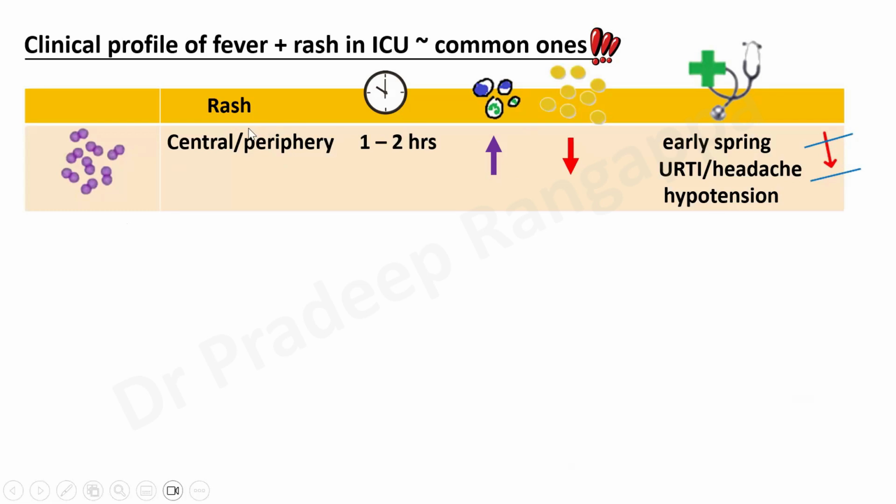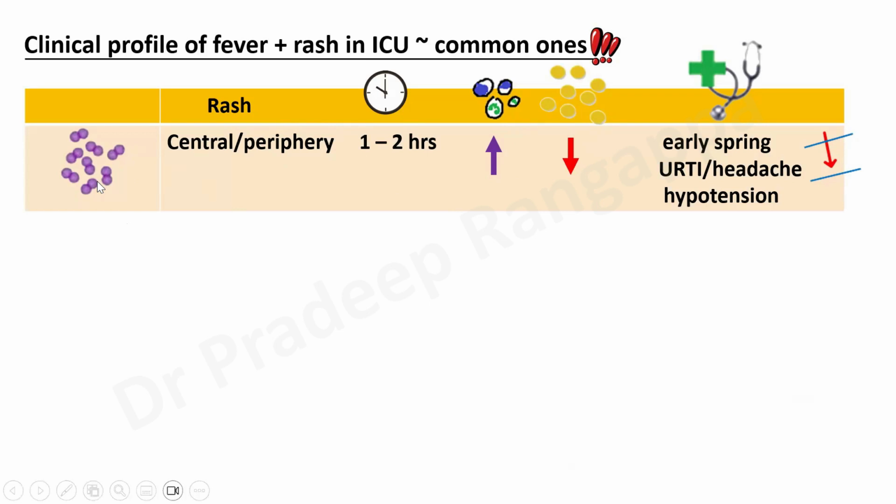What is the type of rash that happens in different infections? And what is the timeline from the onset of fever to the development of rash? And then which are the conditions where there is leukocytosis, thrombocytopenia, and the salient clinical feature that you may see in this rash. So we'll look into one by one.